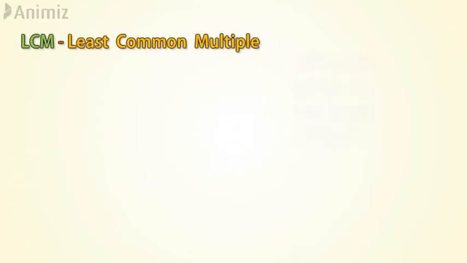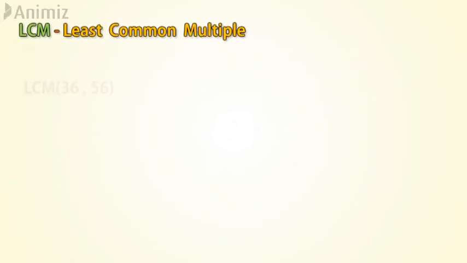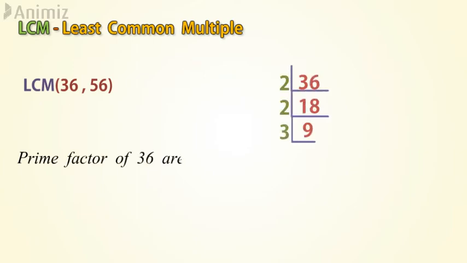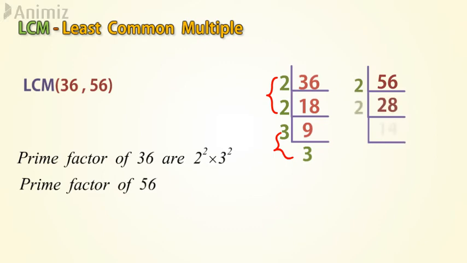But what if we need to find the LCM of 36 and 56? For that, we can't find the common multiples easily. By using prime factorization, we are going to find the LCM. The prime factors of 36 are 2 square into 3 square, and of 56 are 2 cube into 7.